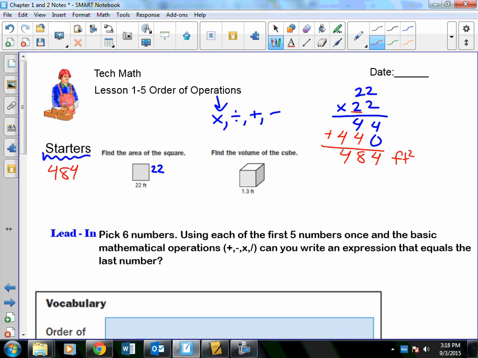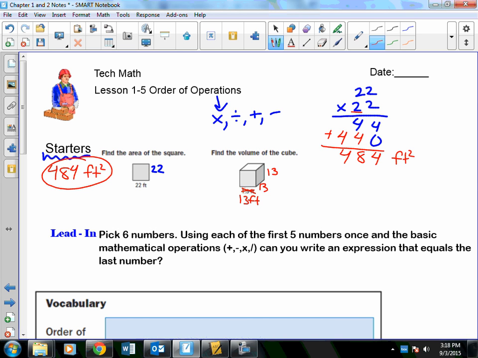484 square feet. For the second one, it says 1.3, but it actually should be 13 feet for each length, width, and height because it's a cube. I have 13 by 13 by 13. If I want to find the volume of a cube, it's just length times width times height. So I get 13 times 13 times 13.